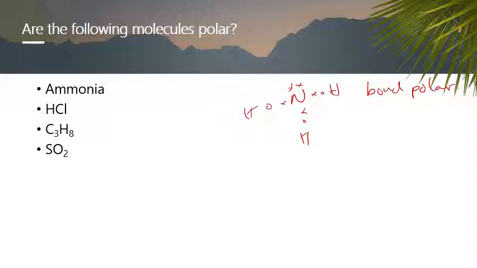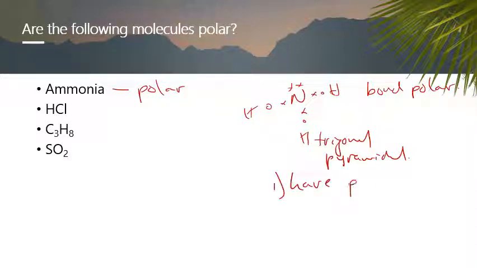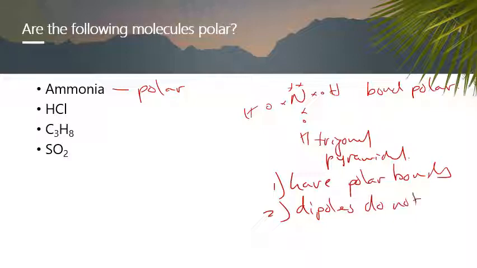Now let's look at whether the shape is symmetric. In this case, I know it's a trigonal pyramidal. So being trigonal pyramidal, I know it's asymmetric. So the dipoles will now not cancel out. So therefore, this one is polar. Why? Have polar bonds and the dipoles do not cancel out. Now you try the next few before we continue.